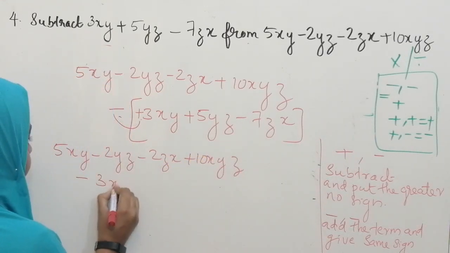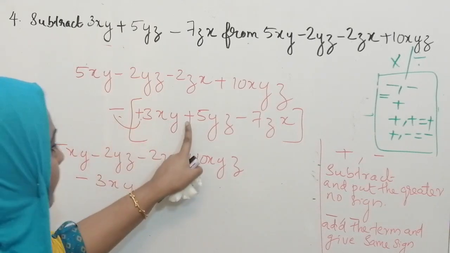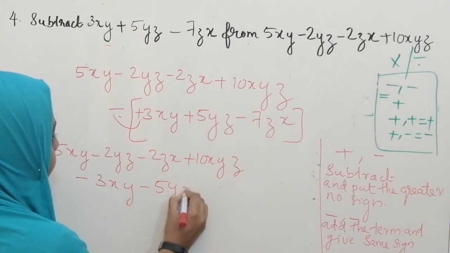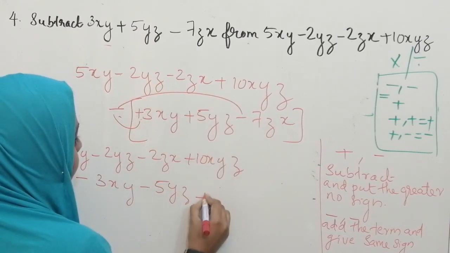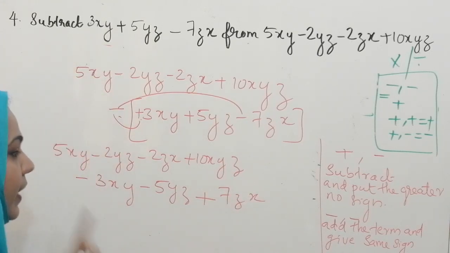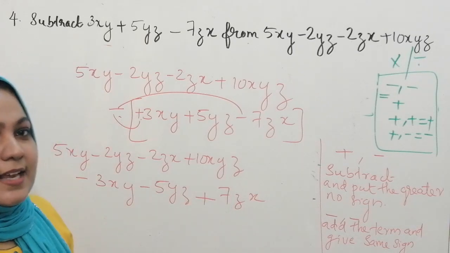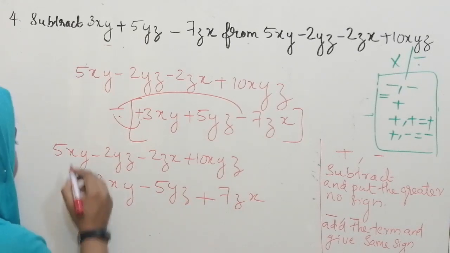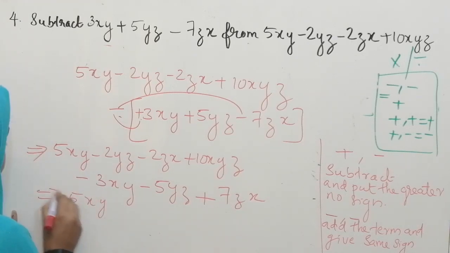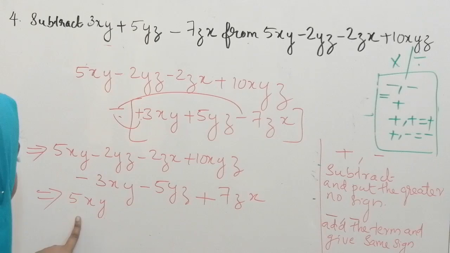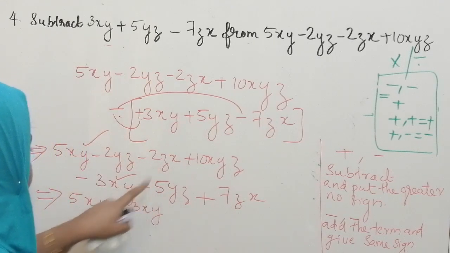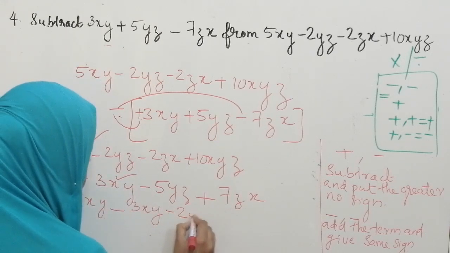So minus 3xy, and here minus and plus, minus 5yz, then minus and minus, plus, that is 7zx. Now we have finished the main part of this question. Now we can arrange the like terms and unlike terms. So 5xy, what is the like term of 5xy? 3xy. So minus 3xy, and next is minus 2yz.